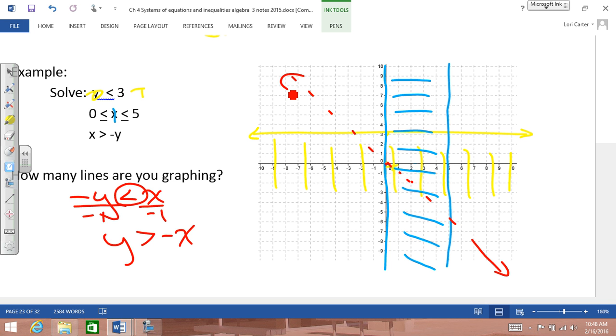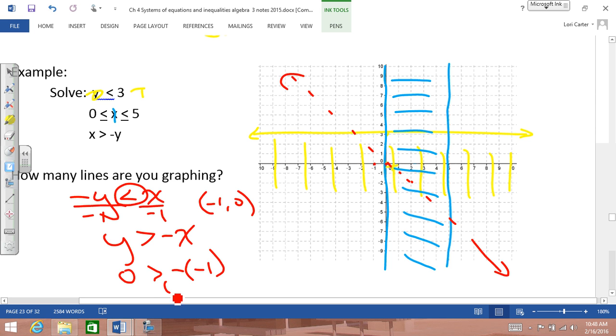Since you plugged in 1, can I plug in 0? No. What should I plug in? Negative 1, 0? You want this point? Everybody agree? Anything that's not on the line works. So if we plug in 0 for y and negative 1 for x, we have 0 is greater than 1. True or false? False. So where does this shade? The other side. So I'm shading up.